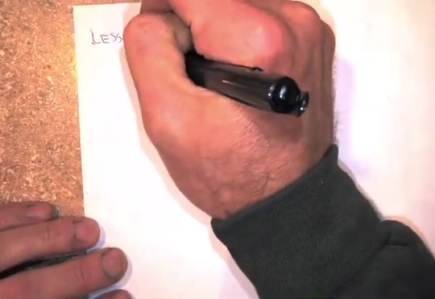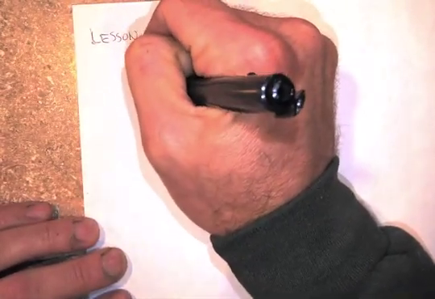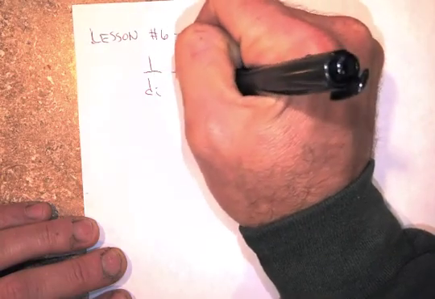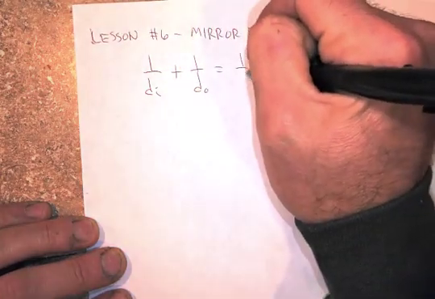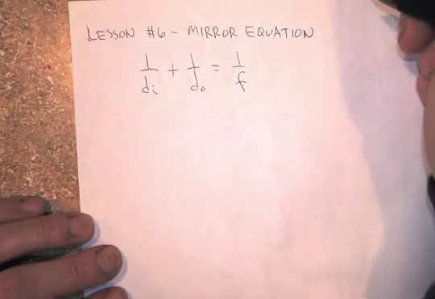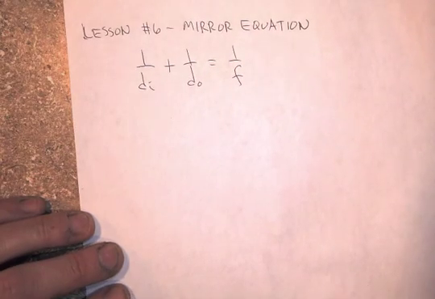So the equation, right here it is. 1 over di plus 1 over do equals 1 over f. Remember, di is your image distance, do is your object distance, and f is your focal length.